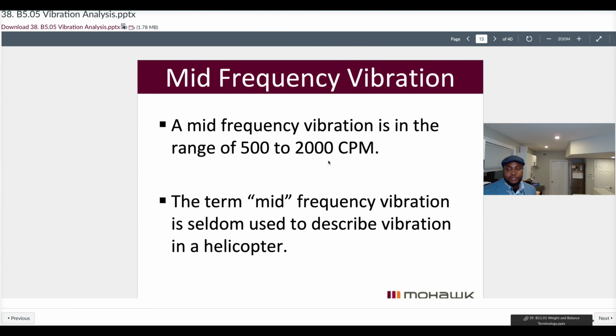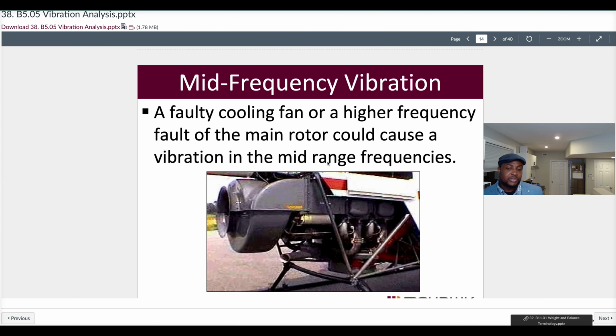A mid-frequency vibration is in the range of 500 to 2000 CPM. The term mid-frequency is seldom used to describe vibration in helicopters. A faulty cooling fan or a higher frequency fault of the main rotor could cause a vibration in the mid-range frequency. For helicopters, having excessive vibration is a problem, and passengers don't enjoy flights because of it, and as such we try to avoid these vibrations at all costs.